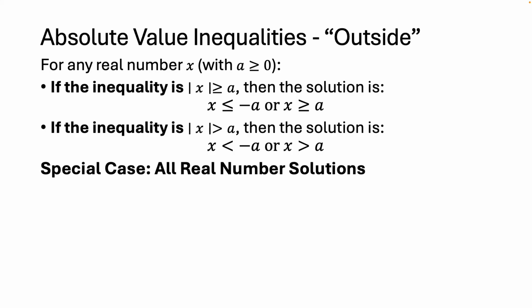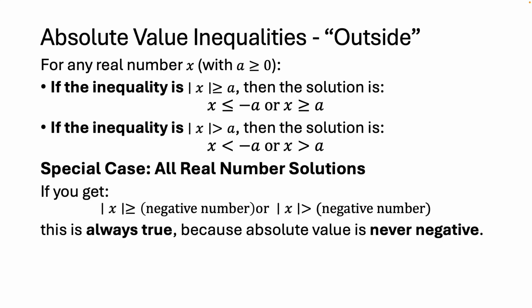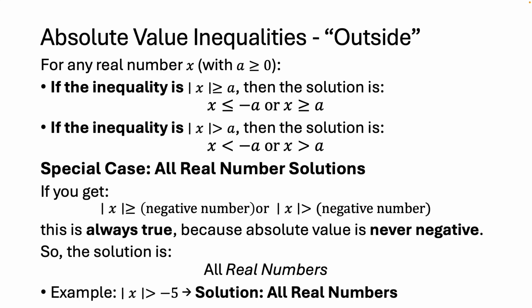There is a special type of these problems where the solution is all real numbers. If you get absolute value of x is greater than or equal to a negative number, or the absolute value of x is greater than a negative number, this is always true because the absolute value is never negative. So in this case, the solution would be all real numbers. For example, the problem absolute value of x is greater than negative 5. The solution is all real numbers, since the absolute value is always positive, it will always be greater than negative 5.